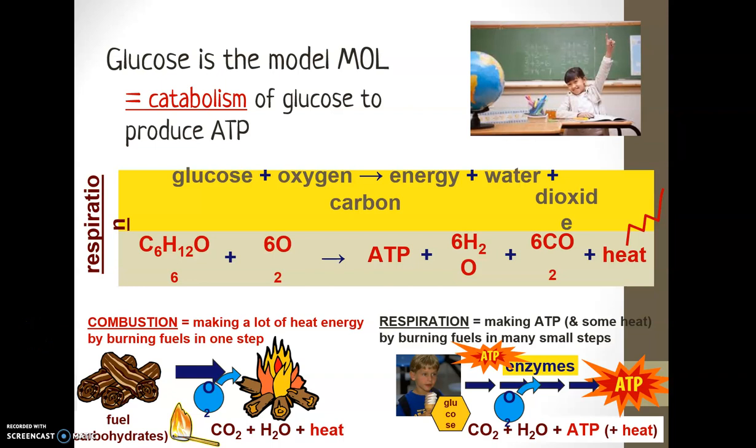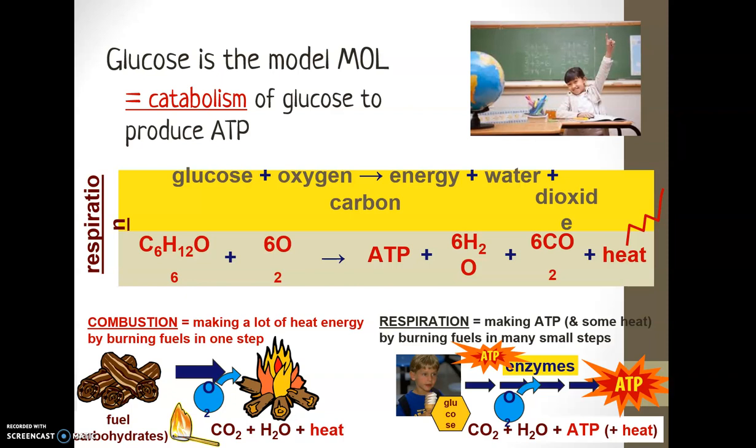Okay, so this is the chemical formula of cellular respiration right here. You get 6 molecules of glucose, so C6H12O6, plus 6 molecules of oxygen to give you ATP, water, carbon dioxide, and some energy in the form of heat that is released after any chemical reaction. We talked about this before spring break. Heat is released in some form or fashion, even if it's a small amount.